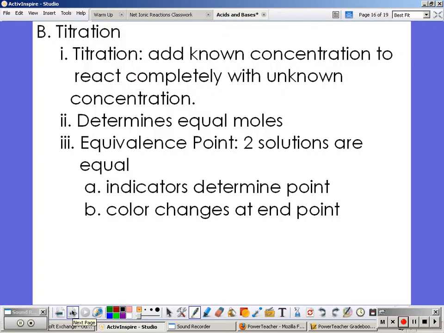So in a titration, you add a known concentration to react completely with an unknown concentration, and it determines the equal moles. The equivalence point is when the two solutions are equal moles. The indicator is determined by that point. So if that point is at a pH of 5, then I want my indicator to change color at a pH of 5, so that when the color changes, the end point is the same as the equivalence point. Those are two different definitions, though.